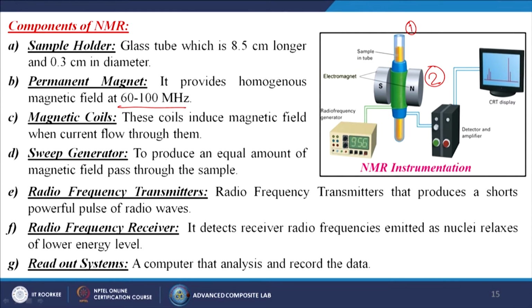Sweep generator, to produce an equal amount of magnetic field passing through the sample itself. Then we have that radio frequency generator over there. Then we have the radio frequency transmitter that produces a short powerful pulse of radio waves. Then the radio frequency receiver, it detects radio frequencies emitted as nuclei relax to a lower energy level. And the last one is the readout system, a computer that analyzes and records the data.